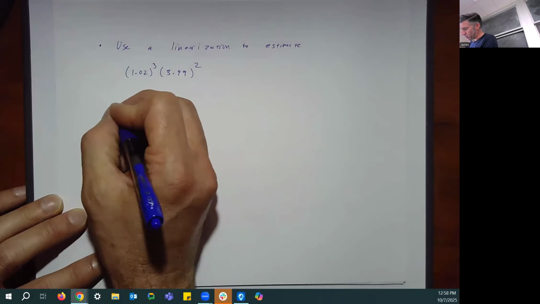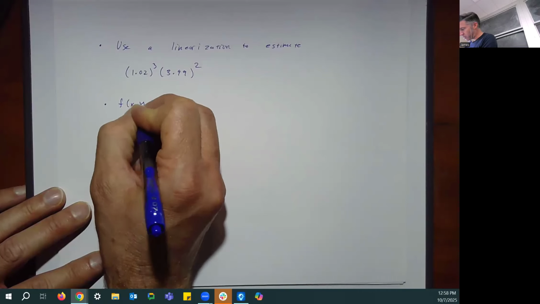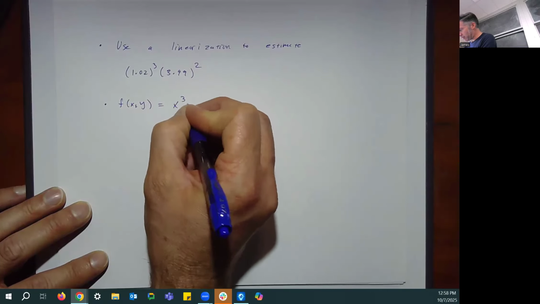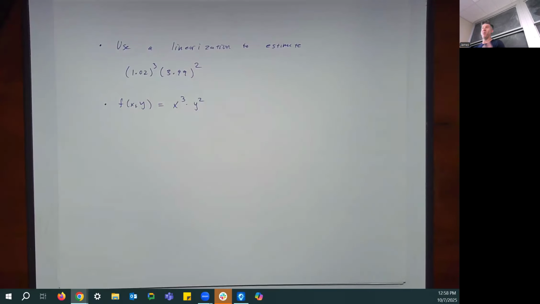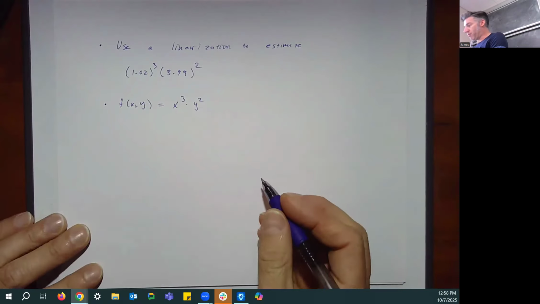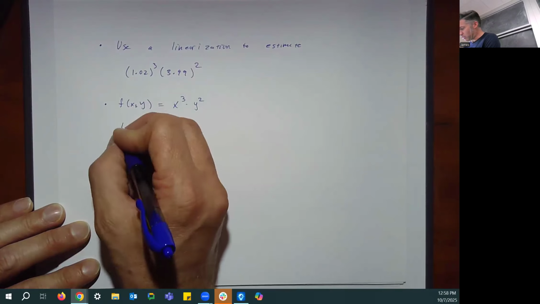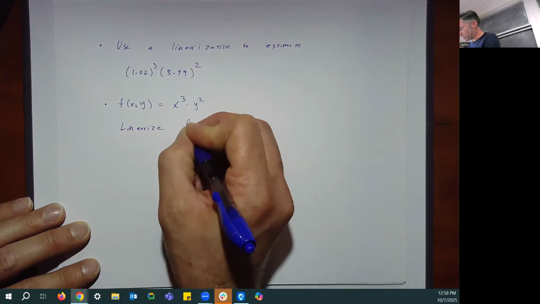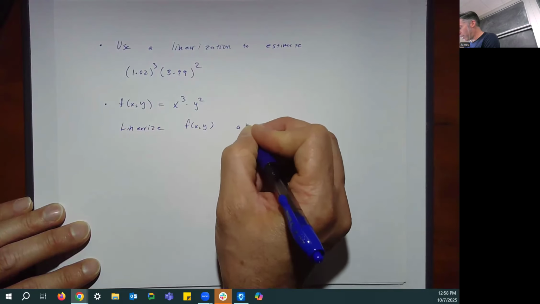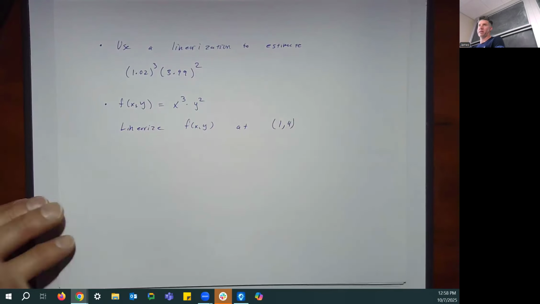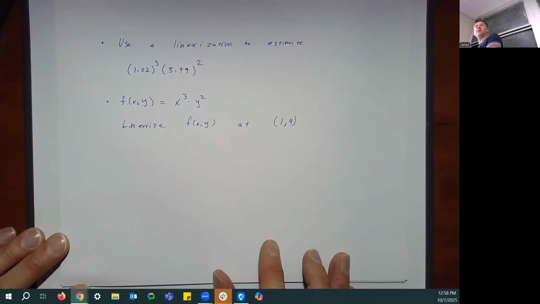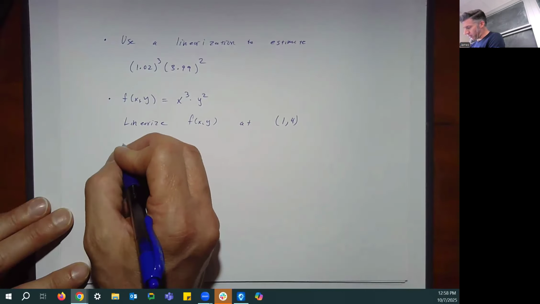So first, let's come up with our function. Our function, I think, should be x cubed times y squared. Although you could certainly write it as y cubed times x squared. It doesn't really matter which part's playing the role of x or y. But they do have to be different, right? You can't be x cubed times x squared because you have different inputs for the x and y value. And we are going to linearize this function that we just made up at the point (1, 4), because that is the nice value we're going to plug in. And then the usual stuff, we're going to find our function evaluated at that point.